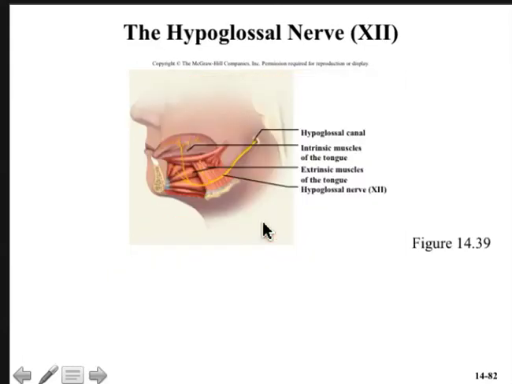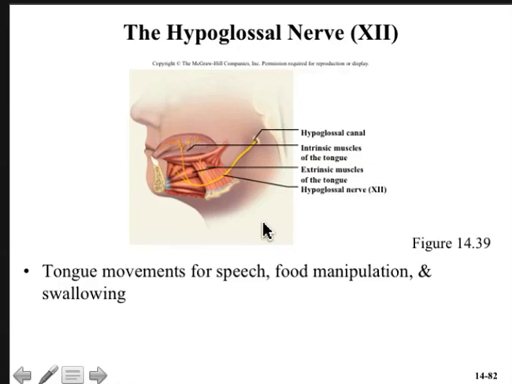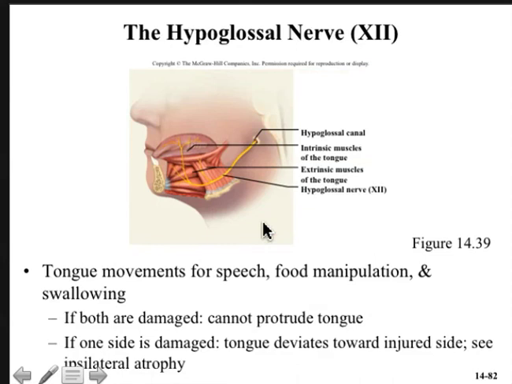If we look at the final cranial nerve 12, the hypoglossal, it's involved in tongue movements for speech, food manipulation, and swallowing. If both of these are damaged, you cannot protrude your tongue. If one side is damaged, the tongue will deviate towards the injured side, and this is an example of what we term ipsilateral atrophy. Remember, atrophy is degeneration due to disuse, and ipsilateral means on the same side as the injury.